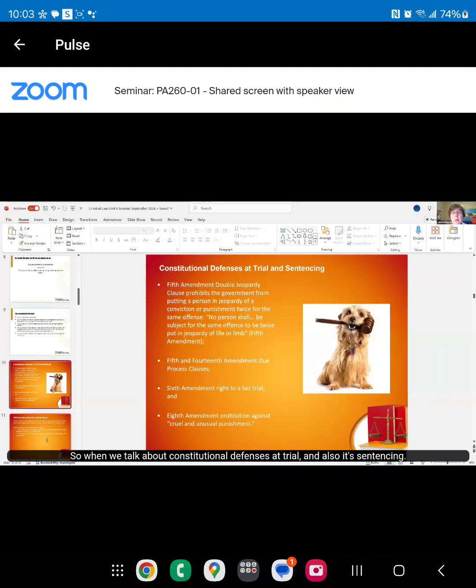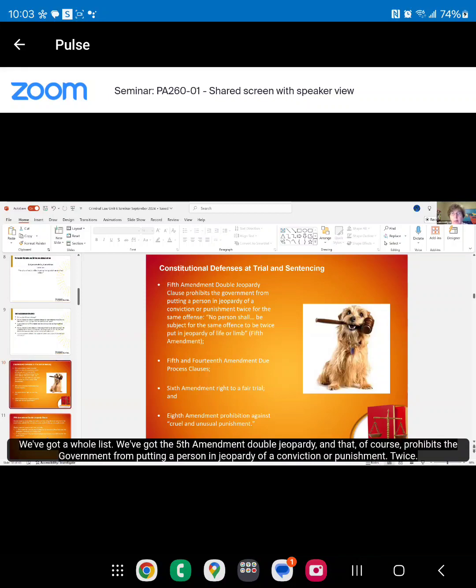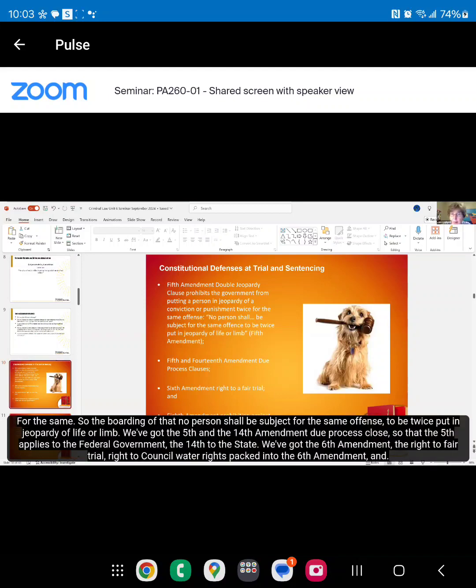All right. When we talk about constitutional defenses at trial and also at sentencing, we've got a whole list. We've got the Fifth Amendment, double jeopardy, and that, of course, prohibits the government from putting a person in jeopardy of a conviction or punishment twice for the same offense. The wording is: no person shall be subject for the same offense to be twice put in jeopardy of life or limb. We've got the Fifth and the 14th Amendment due process clause. The Fifth applies to the federal government, the 14th to the state.